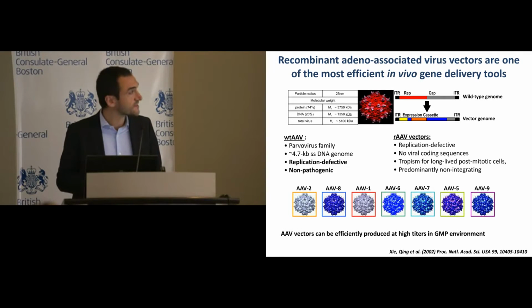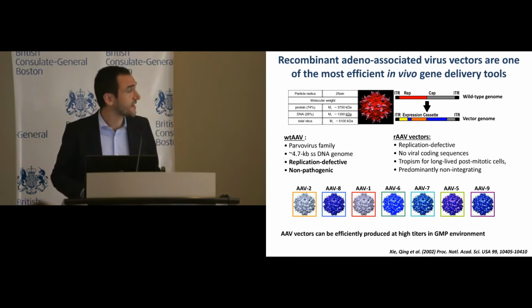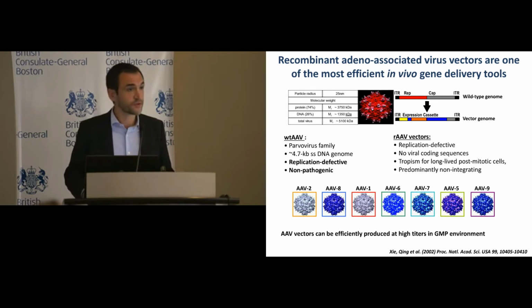For in vivo gene transfer, AAV vectors, or adeno-associated viral vectors, are the vector of choice at the moment. These vectors are derived from the wild-type virus, which belongs to the parvovirus family. It's a dependent virus, so it needs a helper virus for replication, and it is non-pathogenic. These characteristics really started the whole story of this vector.